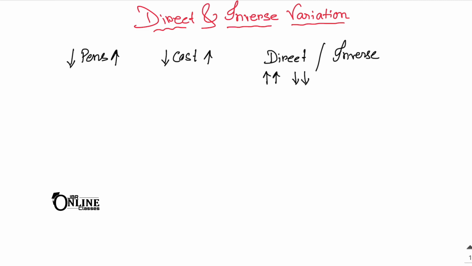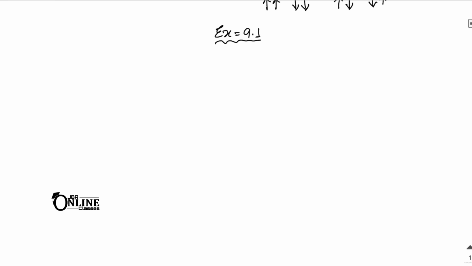Now, what is inverse variation? In inverse variation, there will be a change. What is the change? If the first one increases, then the second one will decrease. And if the first one decreases, then the second one will increase. So that is inverse variation. So here I am going to solve the first exercise, that is 9.1. And exercise 9.1 is fully based on direct variation.